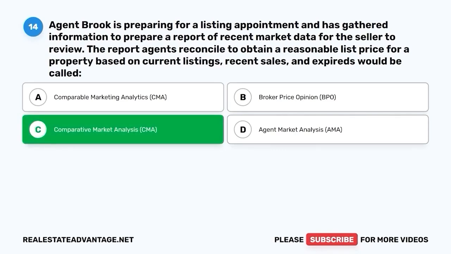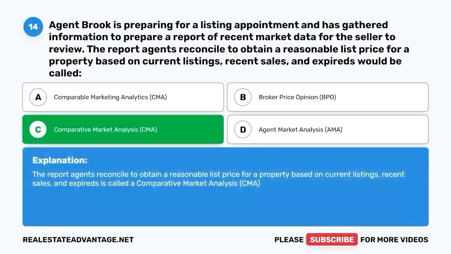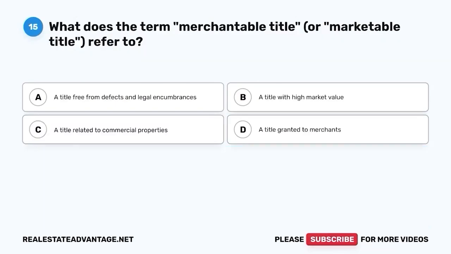Comparative Market Analysis, CMA. The report agents reconcile to obtain a reasonable list price for a property based on current listings, recent sales, and expireds is called a comparative market analysis, CMA.